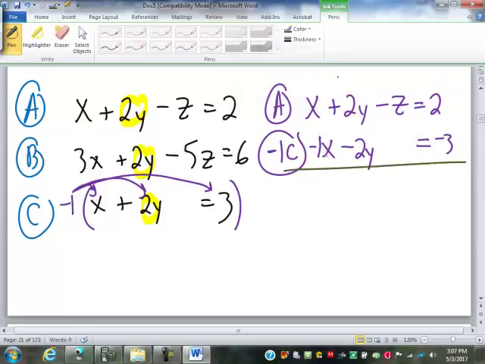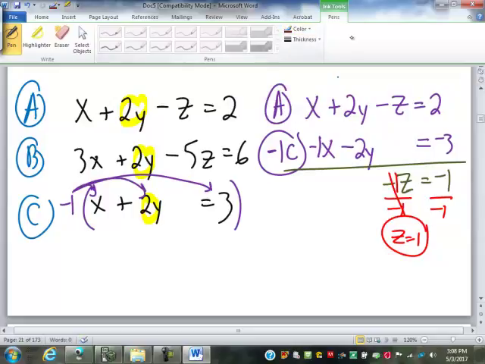X and negative 1x cancel. Perfect. 2y and negative 2y cancel out. Well, negative z and nothing is just negative z. 2 and negative 3 is just a negative 1. So what I have here is a negative z, or I think it was a negative 1z, equals negative 1. So I divide by negative 1. Z equals 1.